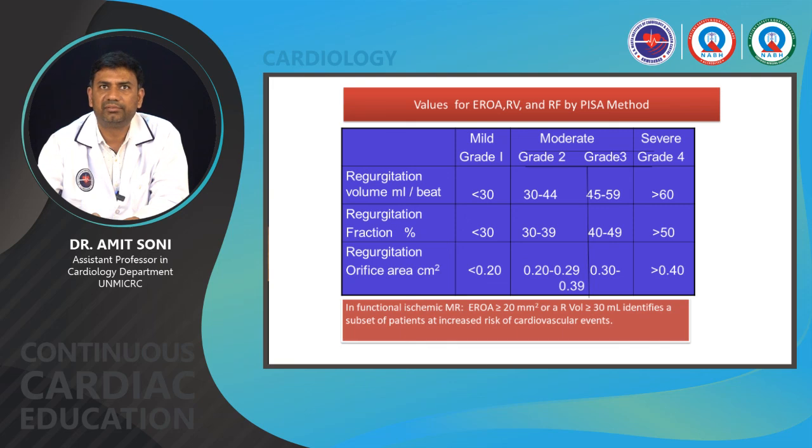So values of mitral regurgitation: in mild, regurgitant volume is less than 30 ml, regurgitant fraction less than 30%, and regurgitant orifice area is less than 0.2 cm². In the severe grade, the regurgitant volume is more than 60 ml, the fraction is more than 50%, and the regurgitant orifice area is more than 0.40 cm². So this finishes the mitral valve assessment by 2D echocardiography. Thank you.